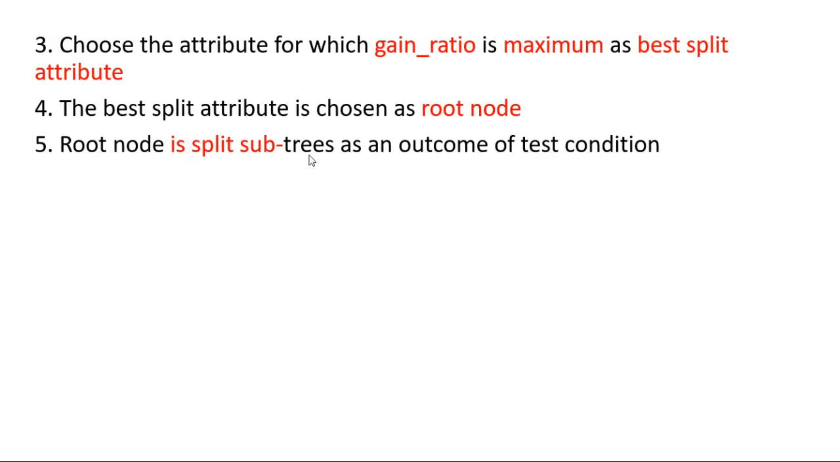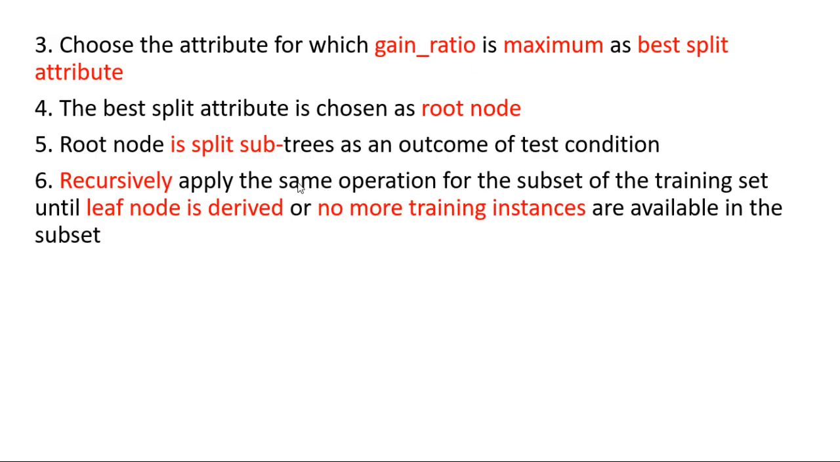After that, you split the root node. Again, you repeat the process. You split the root node, that means it becomes a recursive process. So from that root node onwards, you repeat the steps again from step 1, right? You apply the same operation, and till how long you're going to do this? Until you reach the leaf node or there are no more training instances available in the subset.